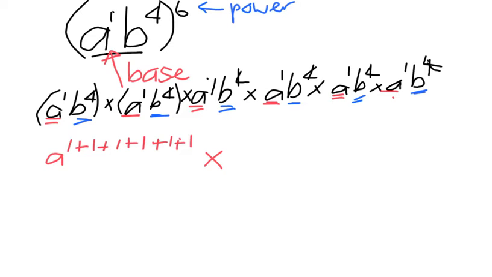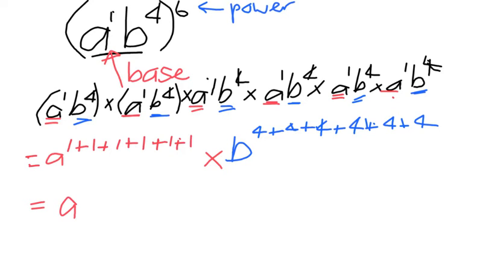Then we have also B, which is 4 plus 4 plus 4 plus 4 plus 4 plus 4. Okay, excellent. So what this equals is A to the power of 1 plus 1 plus 1 plus 1 plus 1 plus 1, which is 6. So A to the power of 6 times B.